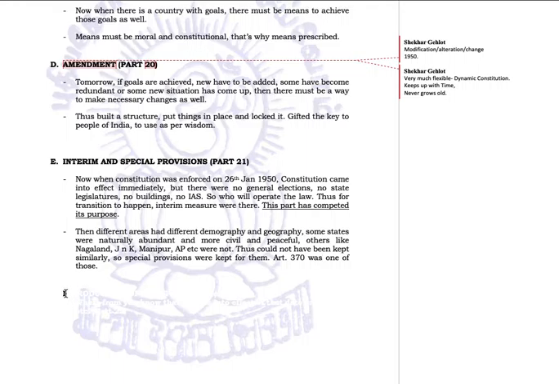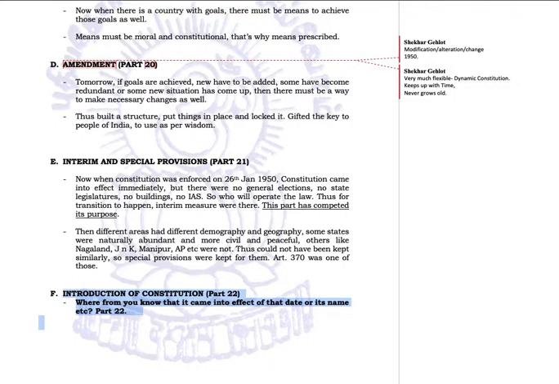Now we go on to the last group of the constitution, that is the introduction of the constitution. That is the last part of the constitution, part 22. Okay, if somebody asks you, like I said, that our constitution came into effect on 26th of January 1950.